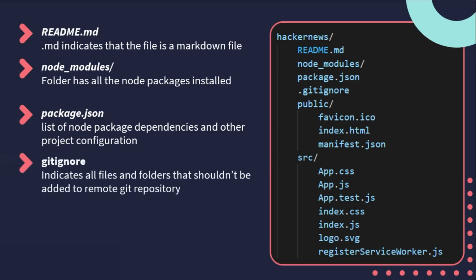.gitignore. The file indicates all files and folders that should not be added to our remote Git repository when using Git. They should only live in our local project. The node modules folder is such a use case.